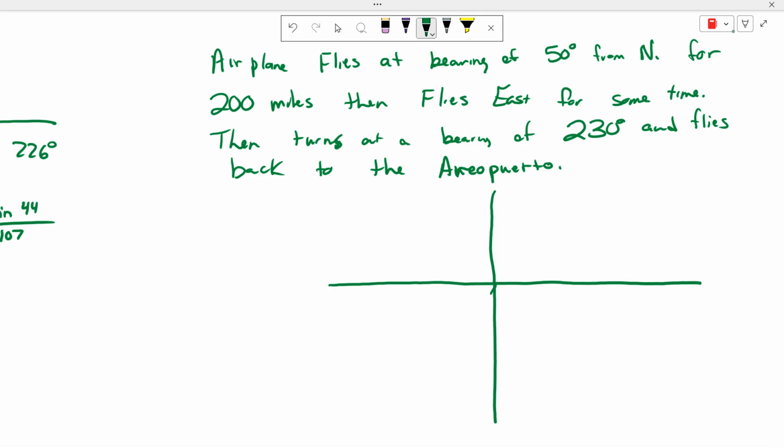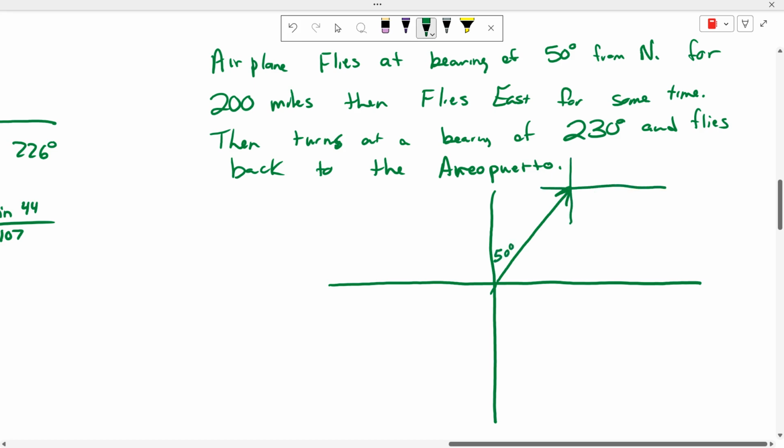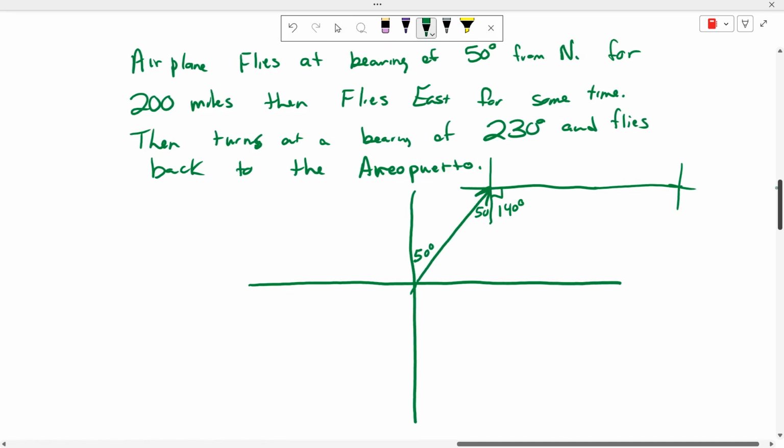Okay, so initially, it goes this direction, 50 degrees from north. How big of an angle does it turn when it flies straight east? Well, if it's 50 degrees here, this is 50 degrees, this is 90 degrees. So how many degrees is this angle here? 140 degrees here. And then it's going to turn at a 230 degree angle to fly back home.